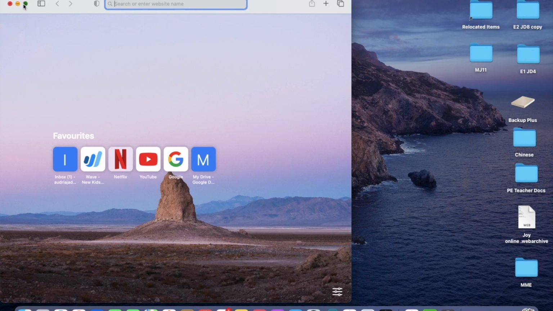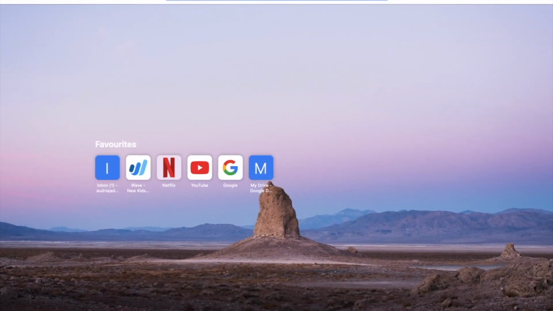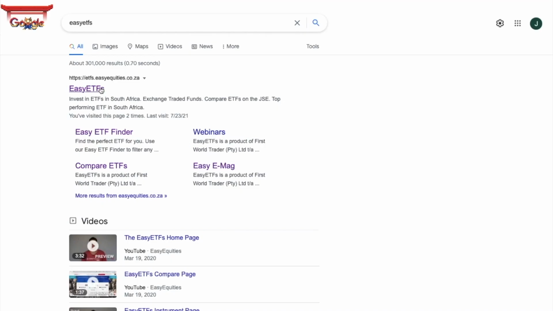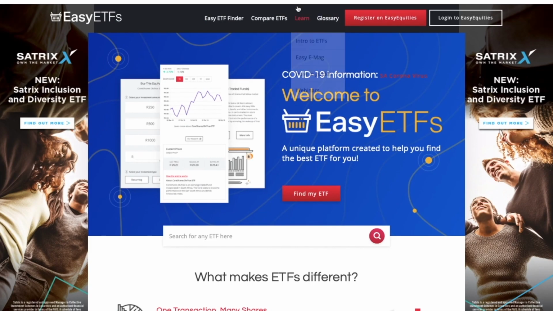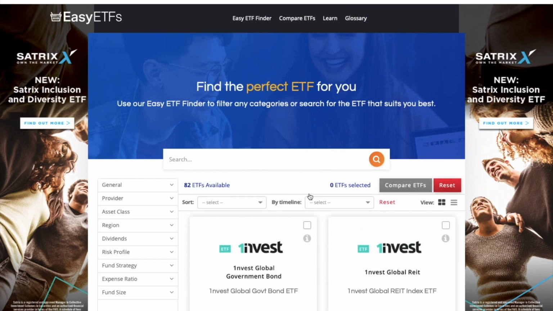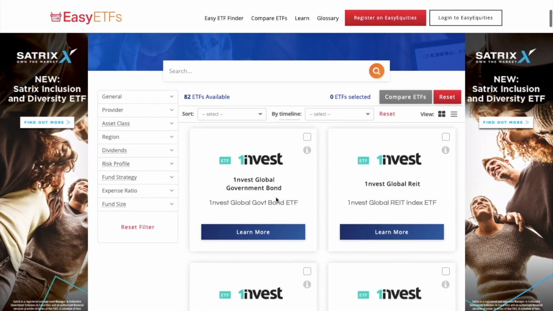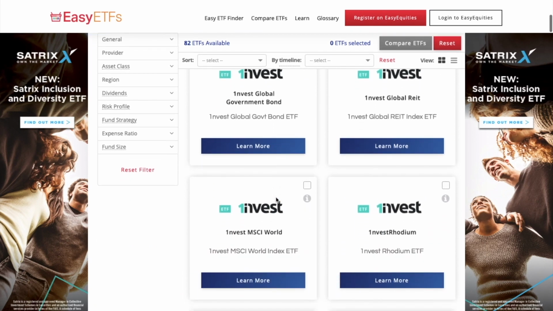Now let's take a look at EasyETFs and compare 3 ETFs to see which one would be the best, in my opinion, to buy. So let's open up Safari and type EasyETFs. So this is the home page. Welcome to EasyETFs, and you can see here right up front the Find My ETF. Now if you are looking for a particular ETF, you can see there are 82 ETFs available on the site, and if you're not sure which one you want, you can have a look here.